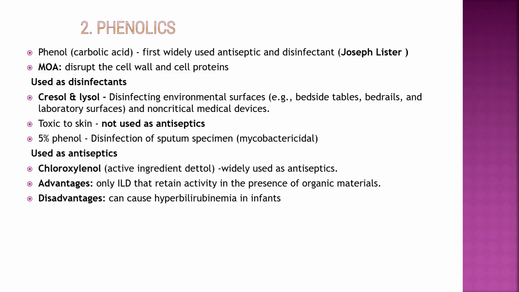Second is the phenols. So phenol, carbolic acid, was first widely used as an antiseptic by Joseph Lister. Mechanism of action: disruption of cell wall and cell proteins. So there are two uses: used as a disinfectant, example Cresol or Lysol. So it is used for disinfection of environmental surfaces, that is bedside tables, bed rails, laboratory surfaces, non-critical medical devices. It is toxic to skin, so not used as an antiseptic. 5% phenol can be used for the disinfection of sputum specimens as a mycobactericidal.